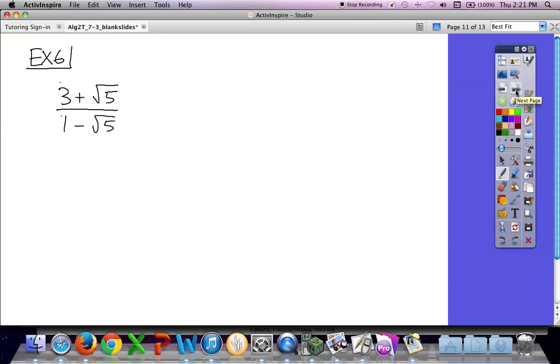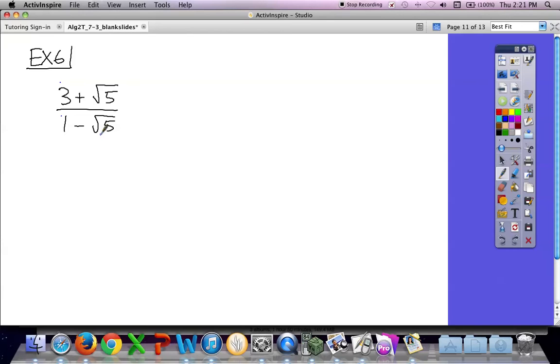Okay, so now, example 6. Now we're dividing a binomial radical expression by a binomial radical expression. And truthfully, what kind of number is the denominator? Is it rational or irrational? Because of an unresolved square root, it's irrational.